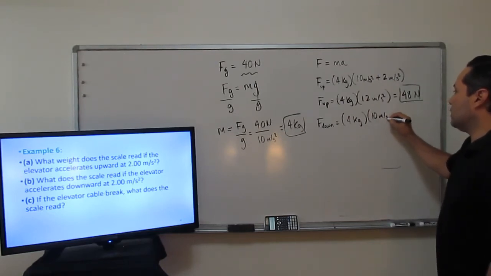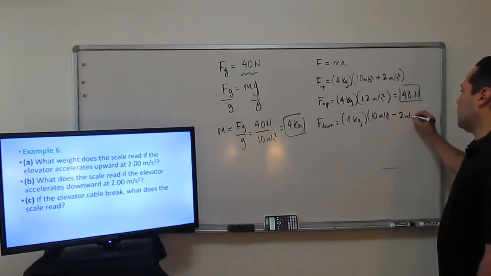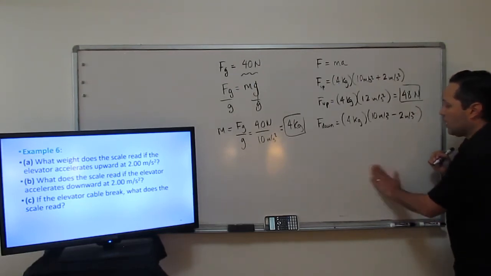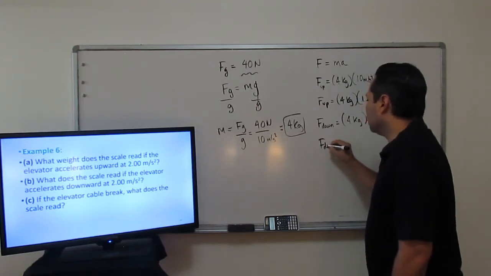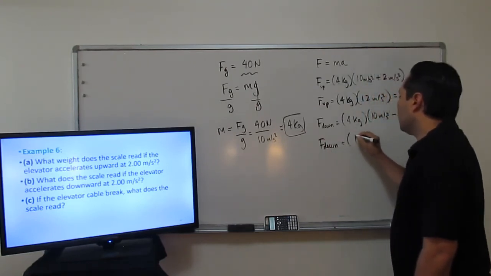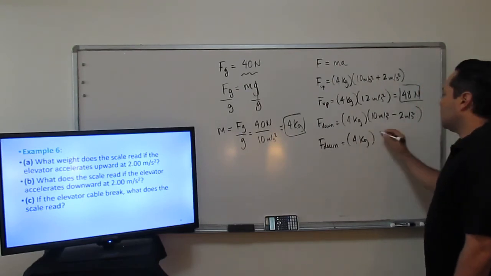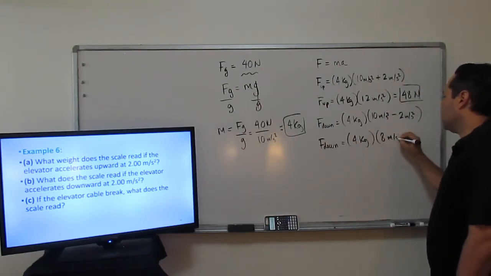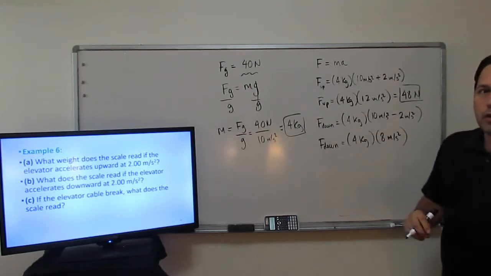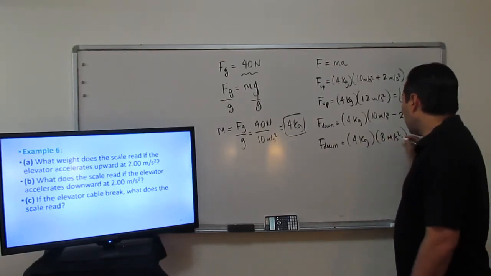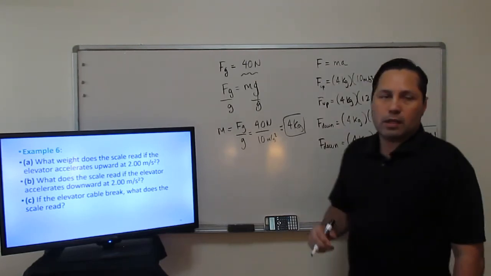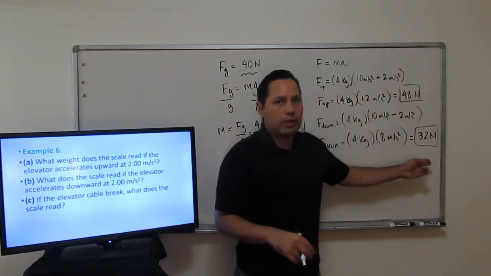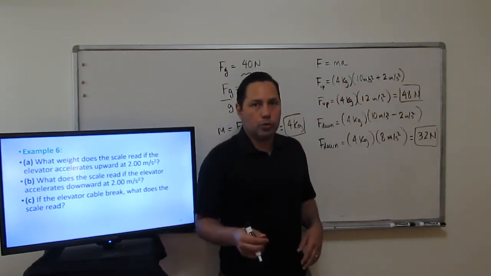10 meters per second. In this case, minus 2 meters per second. Okay, and so you subtract and then multiply times 4 kilograms. That's going to be an 8 because we're subtracting. Okay, and multiply both of these. 4 times 8 is 32 newtons. So while the elevator is moving down, the scale would read 32 newtons.